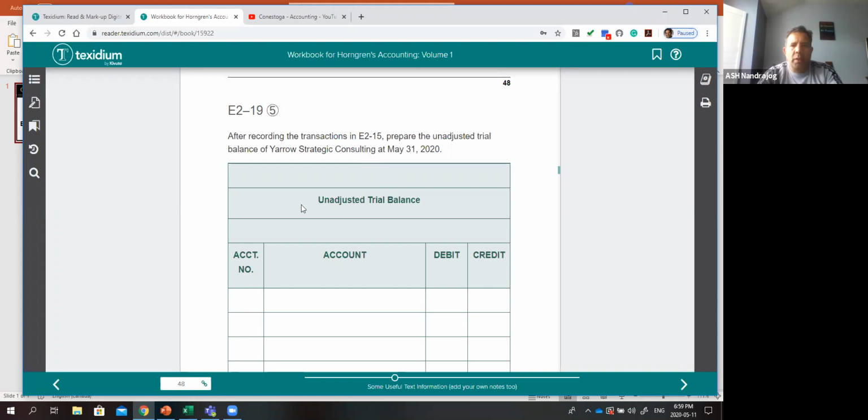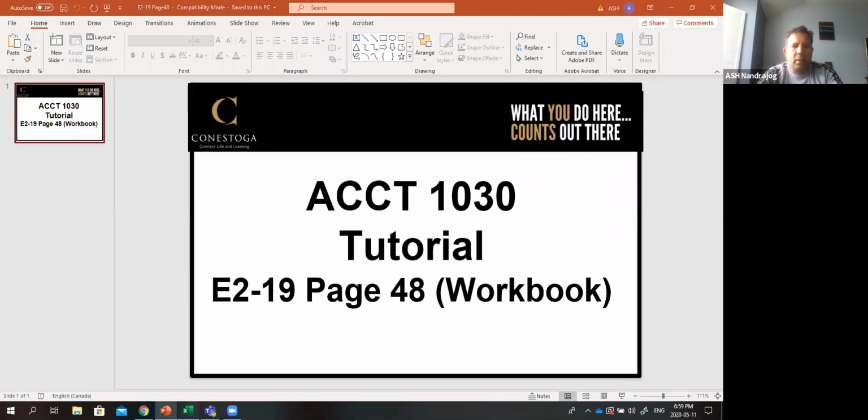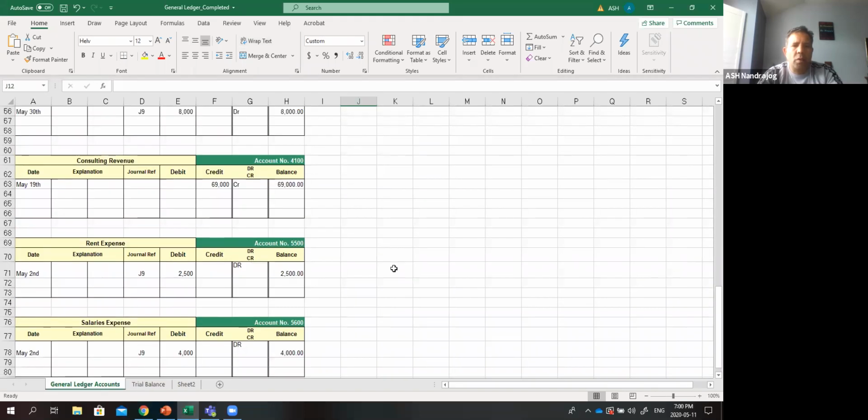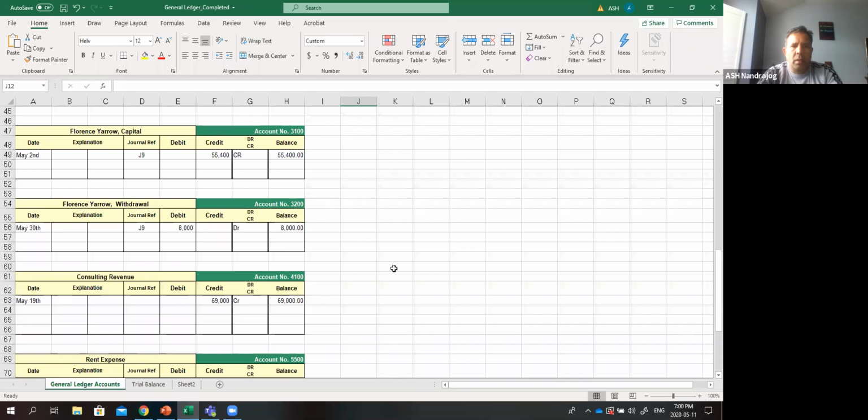The question says, after recording the transactions in E2-15, prepare the unadjusted trial balance of Euro Strategic Consulting at May 31st, 2020. If you have a workbook, you could go to page number 48 and write it in the workbook. I'm going to do this question in Excel. I have an Excel sheet ready here, which is going to pull the data from the general ledger accounts, which we had done in question number E2-15.